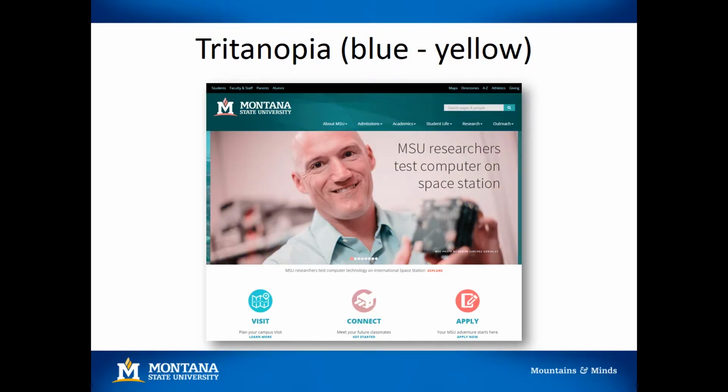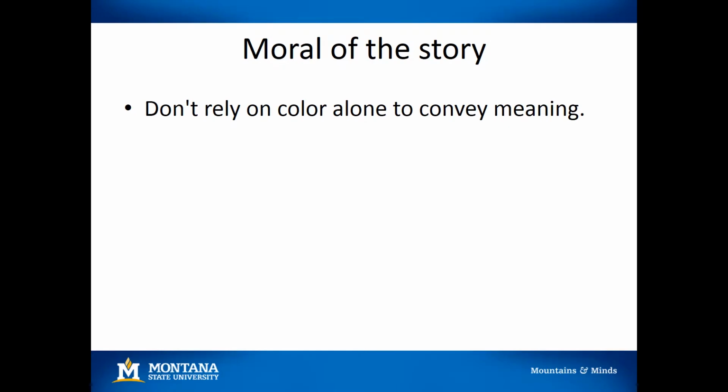Well, let's look at tritanopia, blue-yellow color blindness. The Connect and Apply, those are still roughly the same color. However, we still have the text and we still know that one is Connect and one is Apply. So the moral of the story: do not rely on color alone to convey meaning.